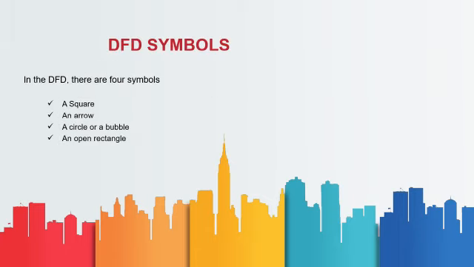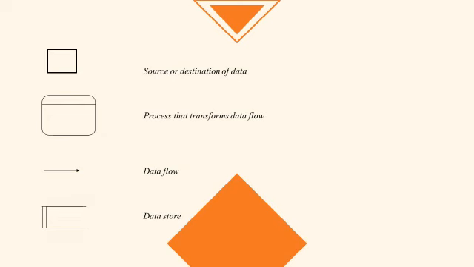Here are the data flow diagram symbols: a square, arrow, circle, and an open rectangle. A square defines the source or the destination of system data. The arrow identifies the data flow. It is a pipeline through which the information flows. A circle, also known as a bubble, is the process that transforms incoming data into outgoing data flows. And the open rectangle is a data store, a repository of data, either at rest or temporary.